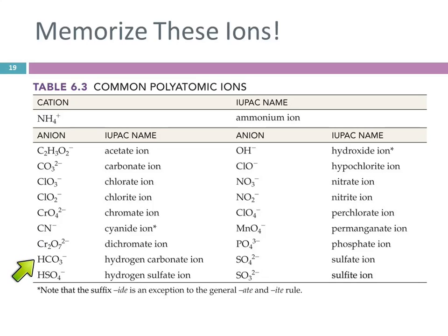And then we've got this guy, hydrogen carbonate, hydrogen sulfate. Oh, and they're not making you do a hydrogen phosphate, so that's okay. So hydrogen carbonate. What kind of an ion does hydrogen form?